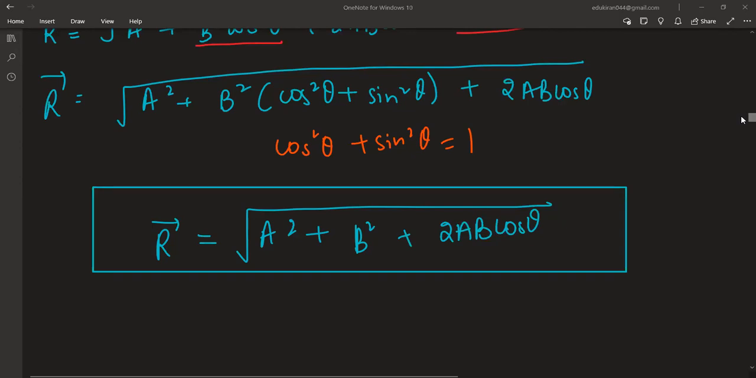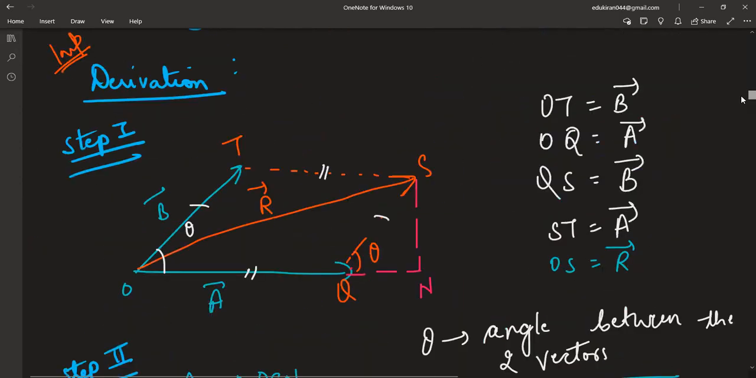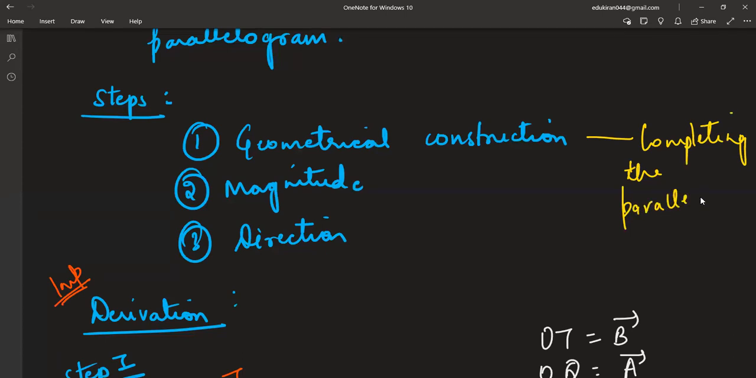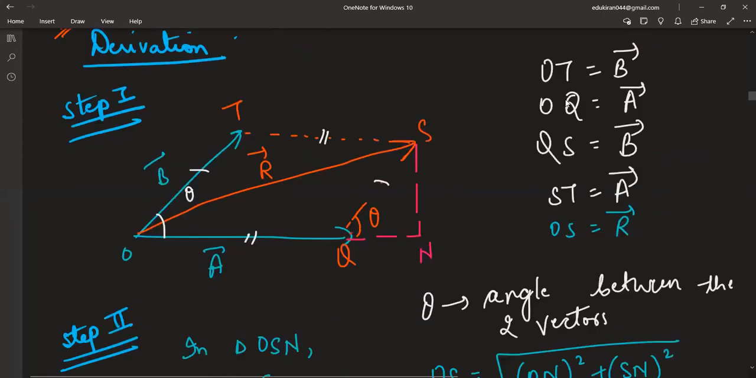Now see. In the first step we did the geometrical construction, which means completing the parallelogram. Second step, magnitude of resultant we have obtained. The third and last step that is left is direction. How do we get the direction?